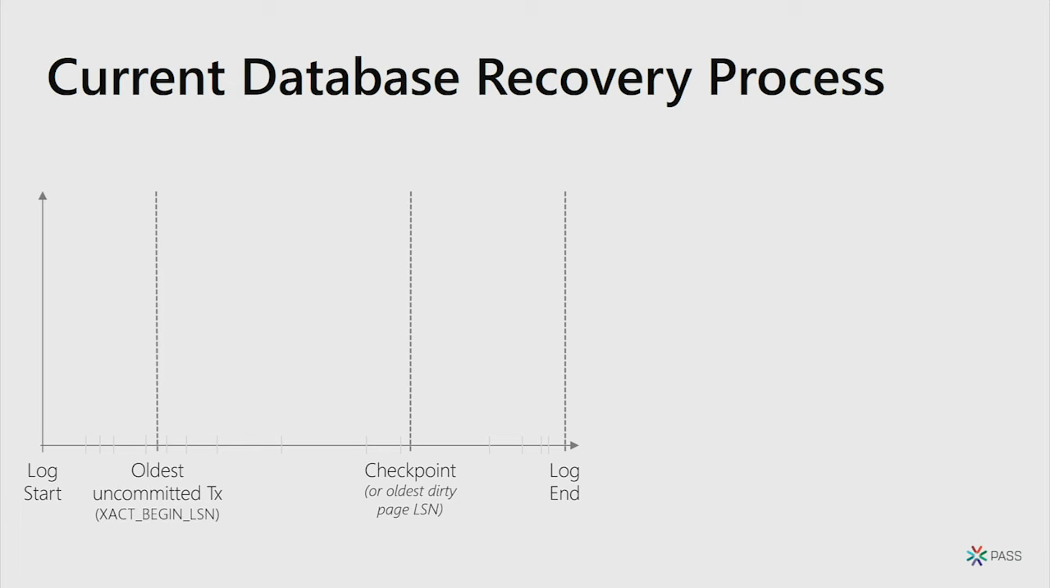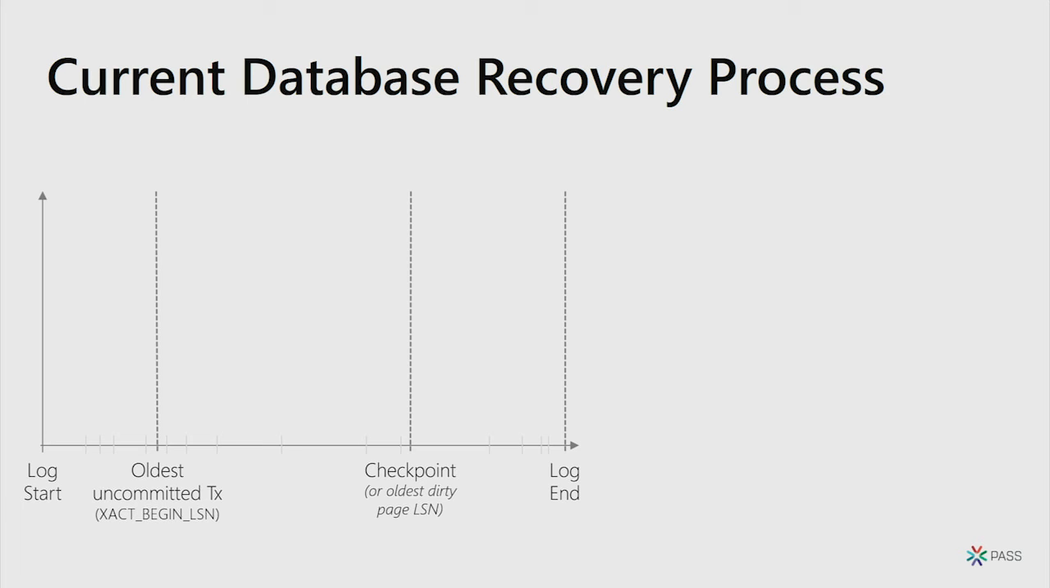OK. So what I have here is, imagine this is your transaction log. So you've got the log start. Then you've got the oldest uncommitted transaction. That's the one that's holding. That's what we call the active part of the log. Then you've got the checkpoint.